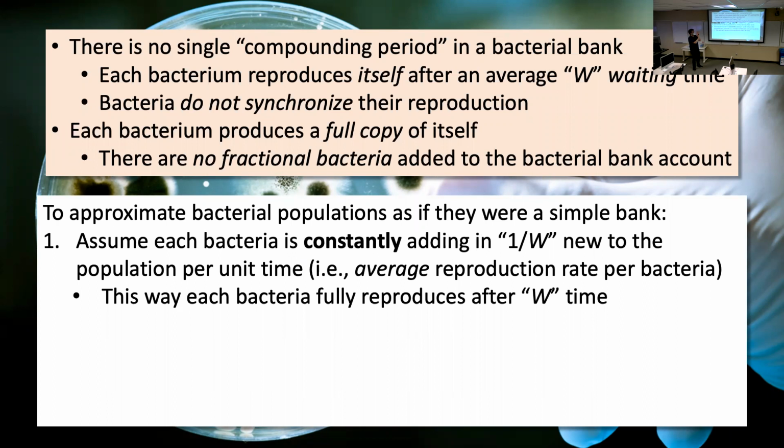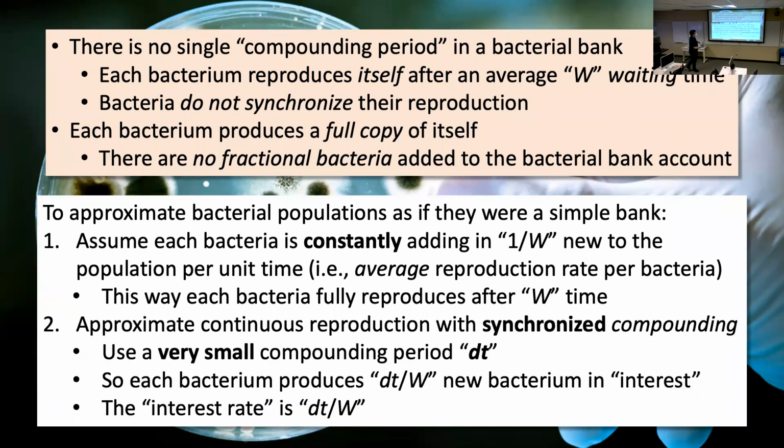And after W units of time, if I multiply the slow rate times W, that gives me a new 1 bacteria. So if I go out W, I'm going to have an average of 1 bacteria per bacteria added to the population, the same way I would if they were reproducing the normal way bacteria reproduce.